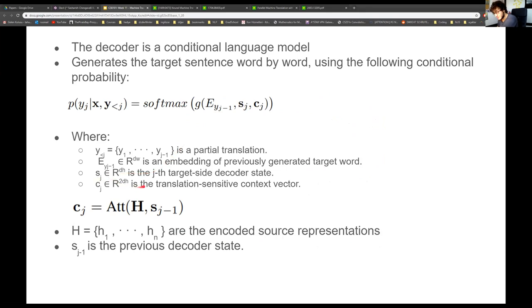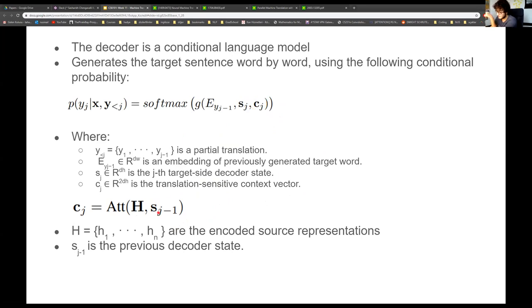Then s_j is the j-th target side decoder state, the target side decoder state for the word we are currently generating. And then c_j is the translation sensitive context vector. We're basically going to be focusing on this part, because this is the attention vector. This paper computes the attention by using the same attention that Shen Ting just walked us through, using the hidden vectors created in the encoder and the previous s_{j-1}, that is the target side decoder state.